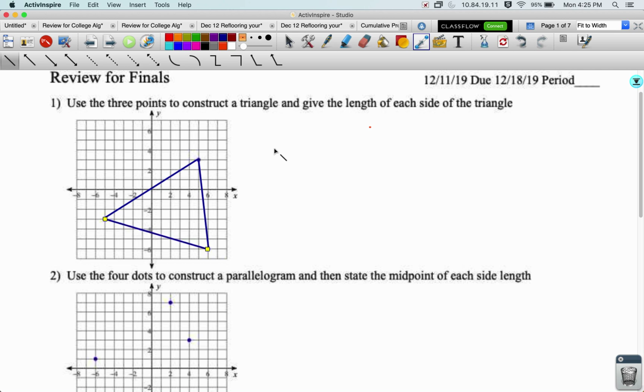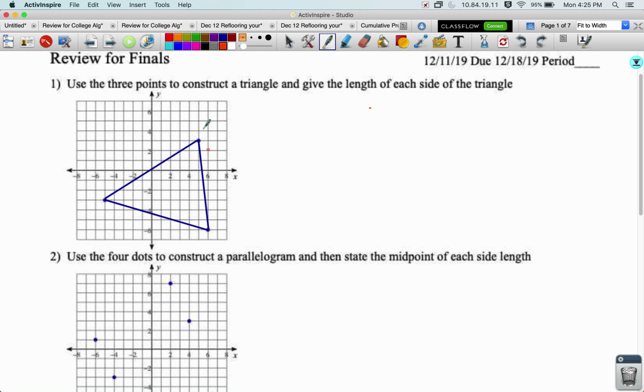All right, we need to find the lengths of every side. So that requires that we go to these points and label them. This point here is 5, 3. This point down here is 6, -6. And then we can use the formula.